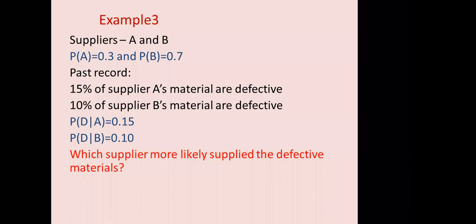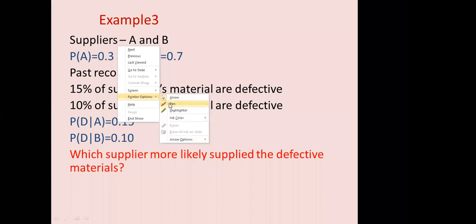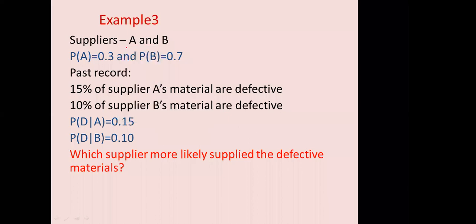Let us consider example 3. In this case, we can see the use of Bayes theorem, or the use of posterior probability, in decision making or in comparison. Suppose there are two suppliers, A and B. Two suppliers A and B are supplying parts and materials to this company XYZ. We have the information that 30% of the materials used are supplied by supplier A and 70% of the materials used are supplied by supplier B.